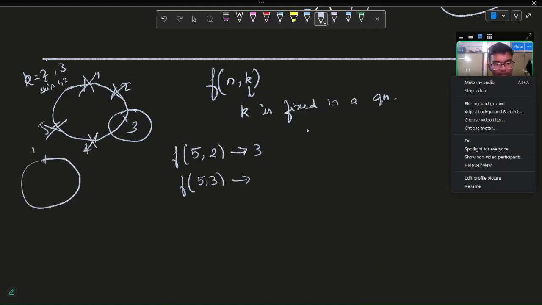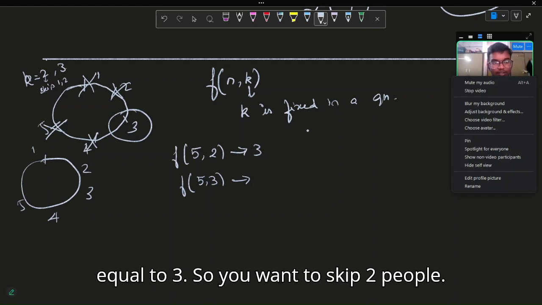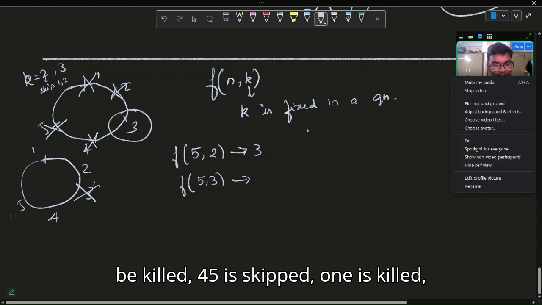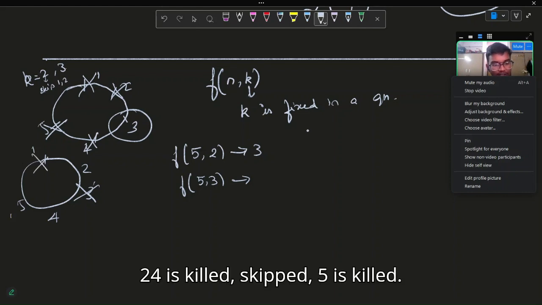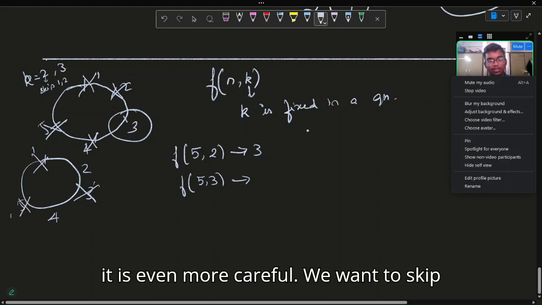1, 2, 3, 4, 5. So now we will skip 2 people because k is equal to 3, so you want to skip 2 people. So 1, 2 will be skipped, 3 will be killed, 4, 5 is skipped, 1 is killed, 2, 4 is skipped, 5 is killed. So now it is even more careful.